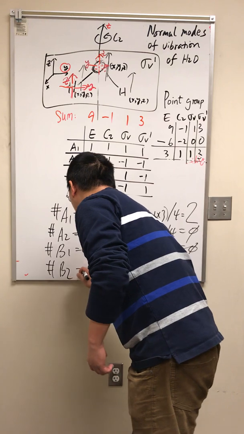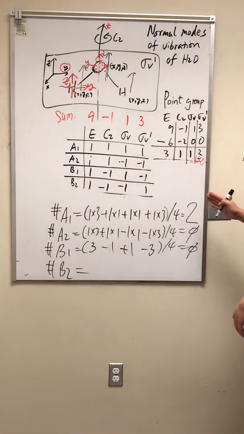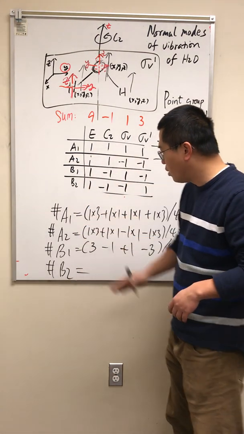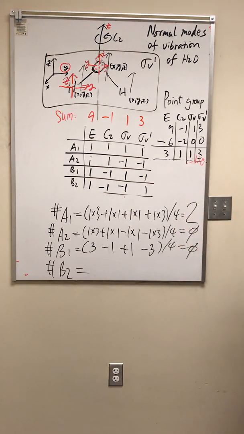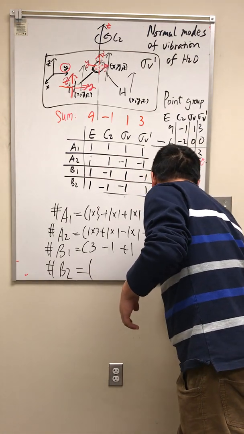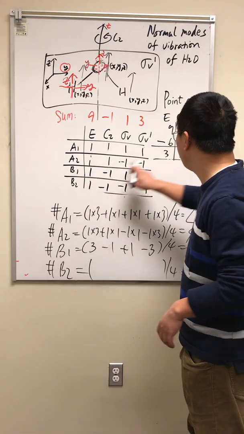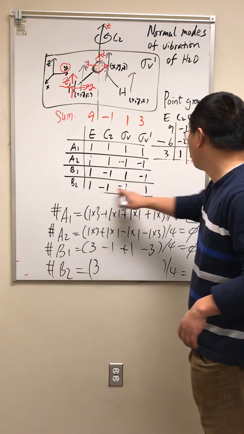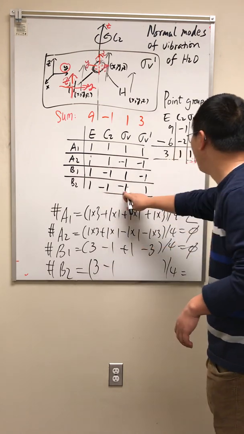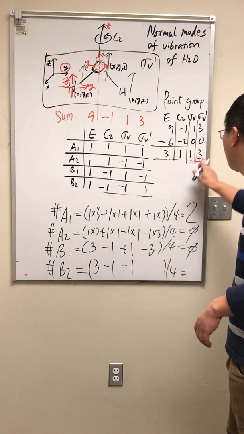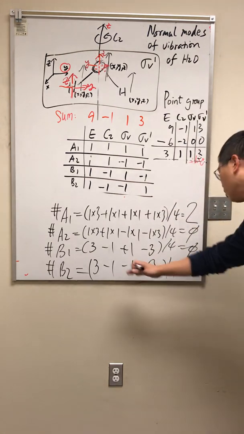B2. Now we can even predict, since we have 2 normal modes with A1 symmetry and we have 3 possible normal modes for vibration. Again, you have 9 possible motions minus 3 translations minus 3 rotations. We should get 3 vibrations, but why don't we anyway do this calculation consistently. 1 times 3, that's 3. Minus 1 times 1, that's minus 1. Minus 1 times 1, that's minus 1. And 1 times 3, that's plus 3. So if we do the math, it's just 1.